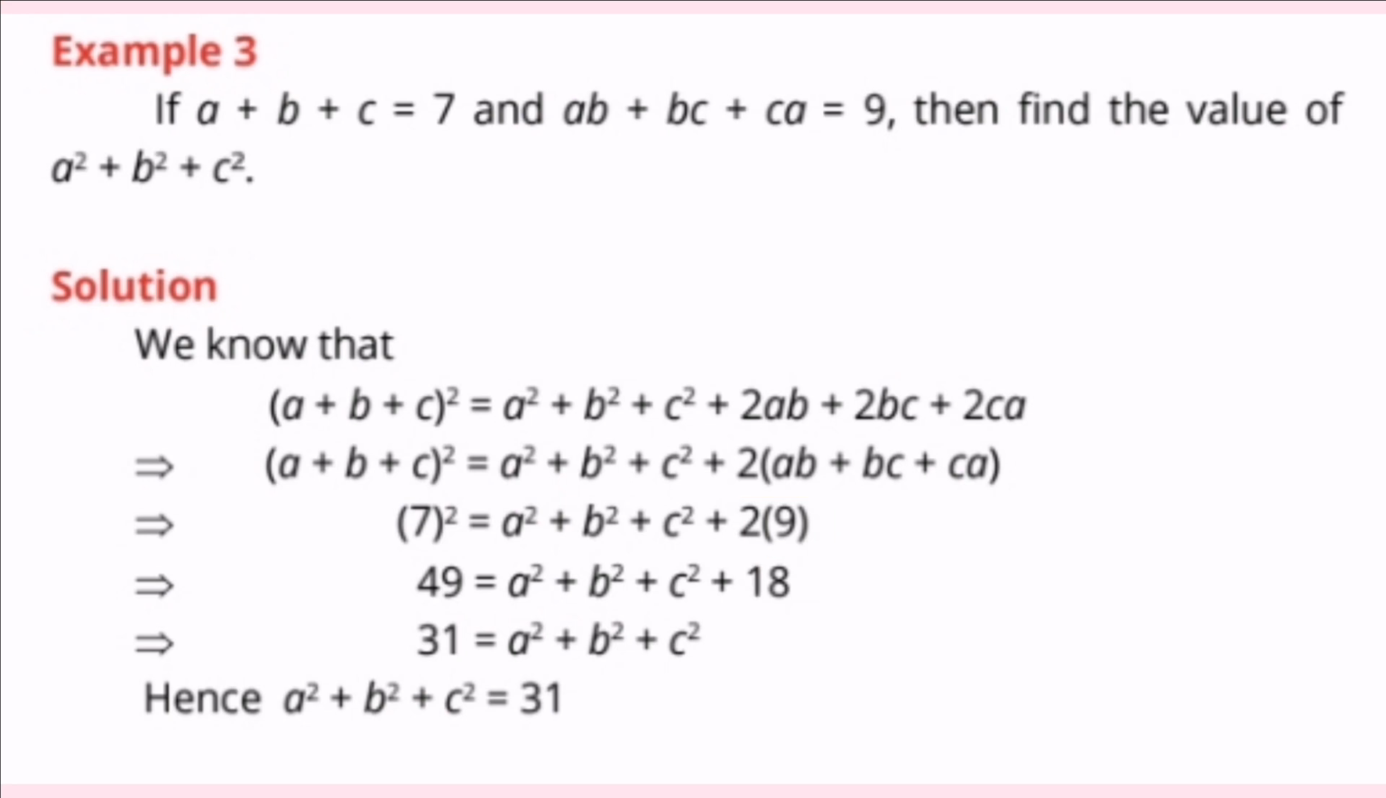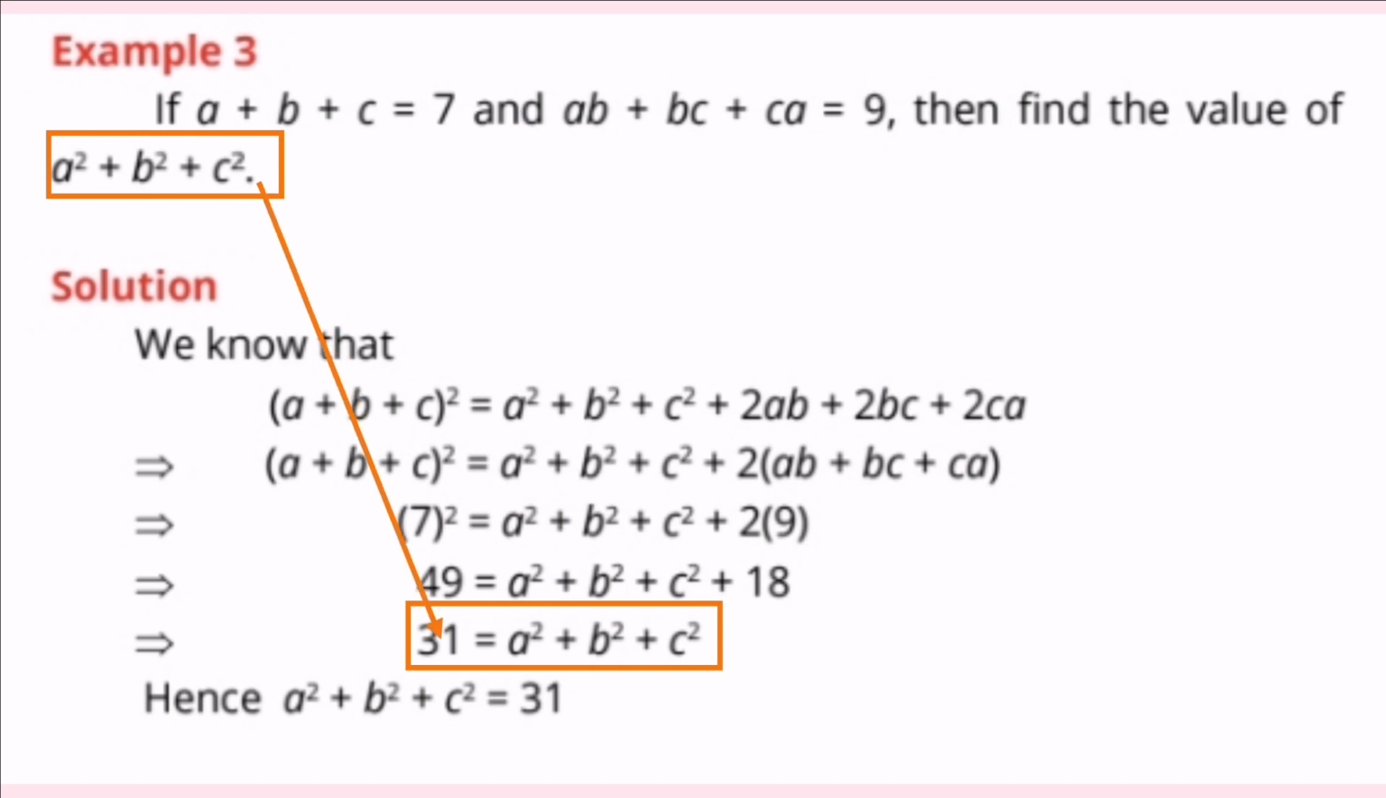and 7 whole square is equal to 49. So this form becomes 49 is equal to a square plus b square plus c square plus 18. Shift 18 from the right hand side to the left hand side. So this becomes 31. 31 is equal to a square plus b square plus c square. So the value of a square plus b square plus c square becomes 31.